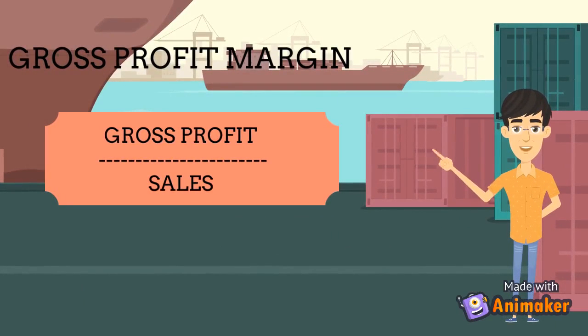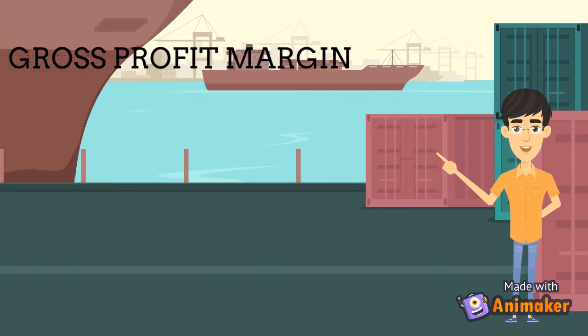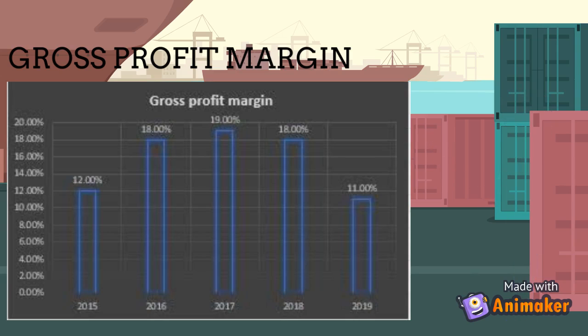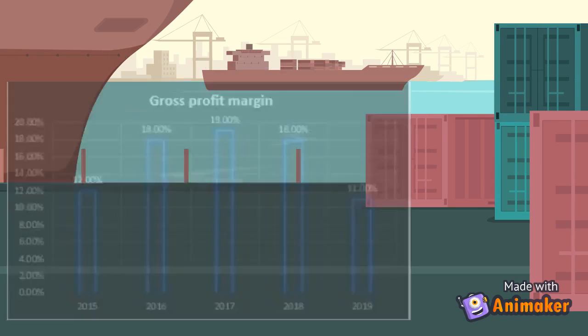Gross profit margin is gross profit divided by sales. It measures the percentage of each ringgit remaining after the company has paid for its cost of goods sold. Based on the graph during the 5 years period, the percentage of gross profit margin increased from 12% to 19% for the next 2 years. It shows a decrease from 19% to 11% in 2019.